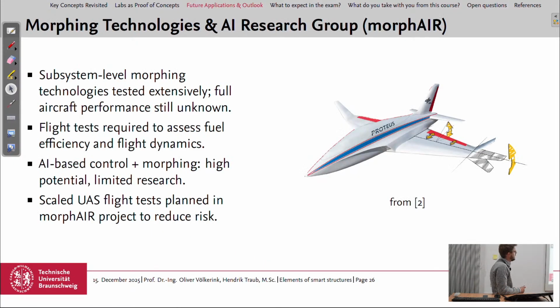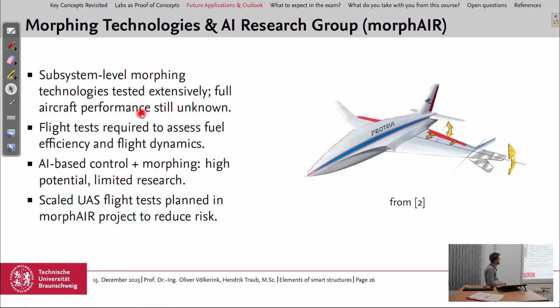So the first example is the project MorphAir from the Morphing Technology and AI Research Group, and the goal was to really show the efficiency of smart structures in flight test, because there was already much subsystem level testing of morphing technologies, but not in flying aircraft or flying structures.